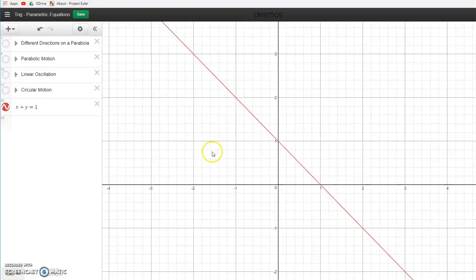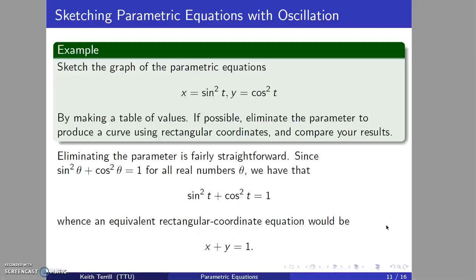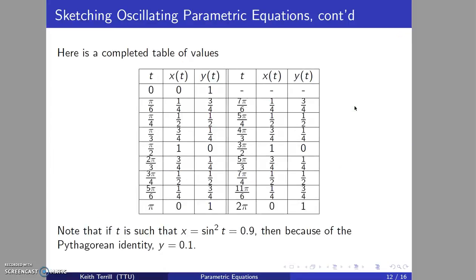Anyway, right, so I think, based on my elimination of my parameter, that I need to have some linear equation like this. Well, let's see. Let's plot a few points. And by plotting a few points, I mean plotting a lot of points, because I'm looking at oscillation here. I'm looking at sine squared and cosine squared. I'm looking at trig equations. I need to use all the nice values that I can.